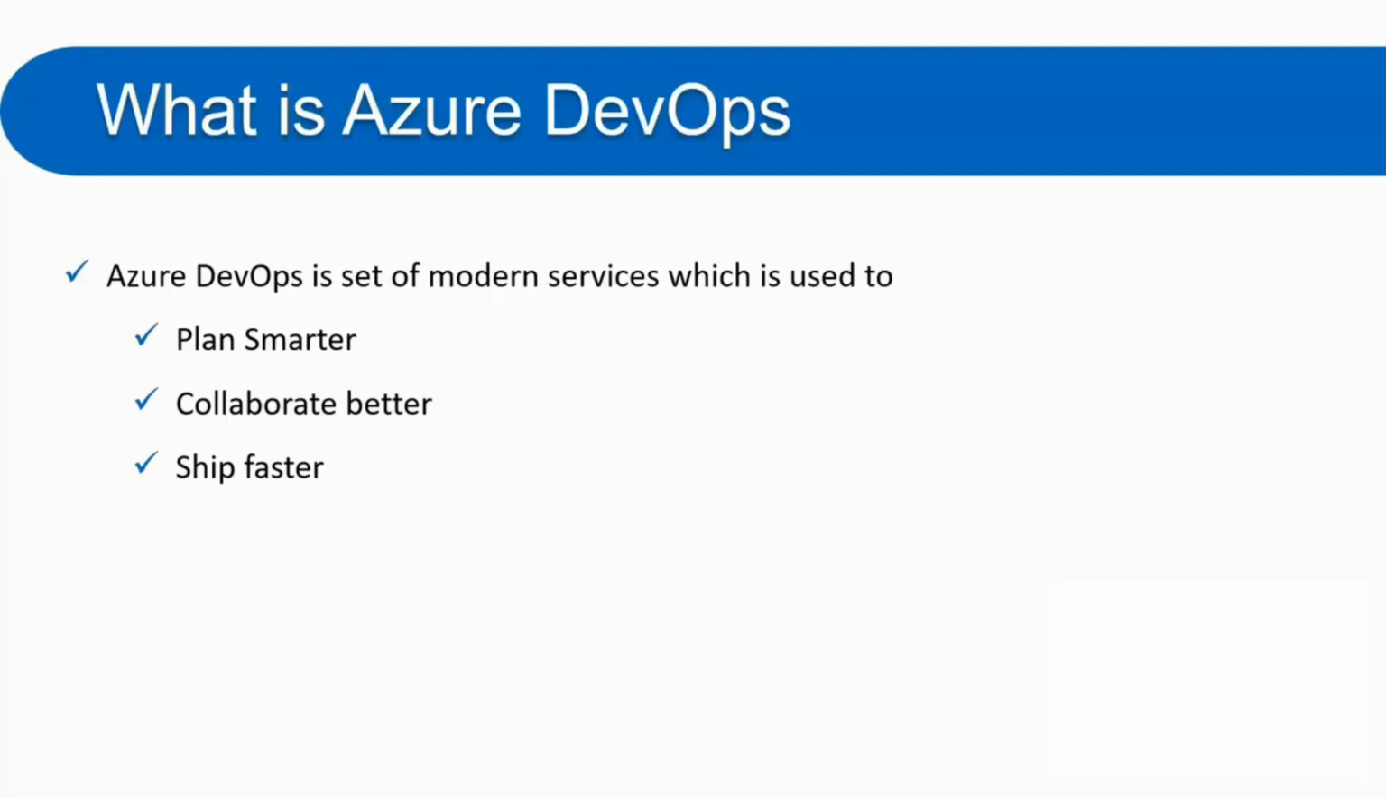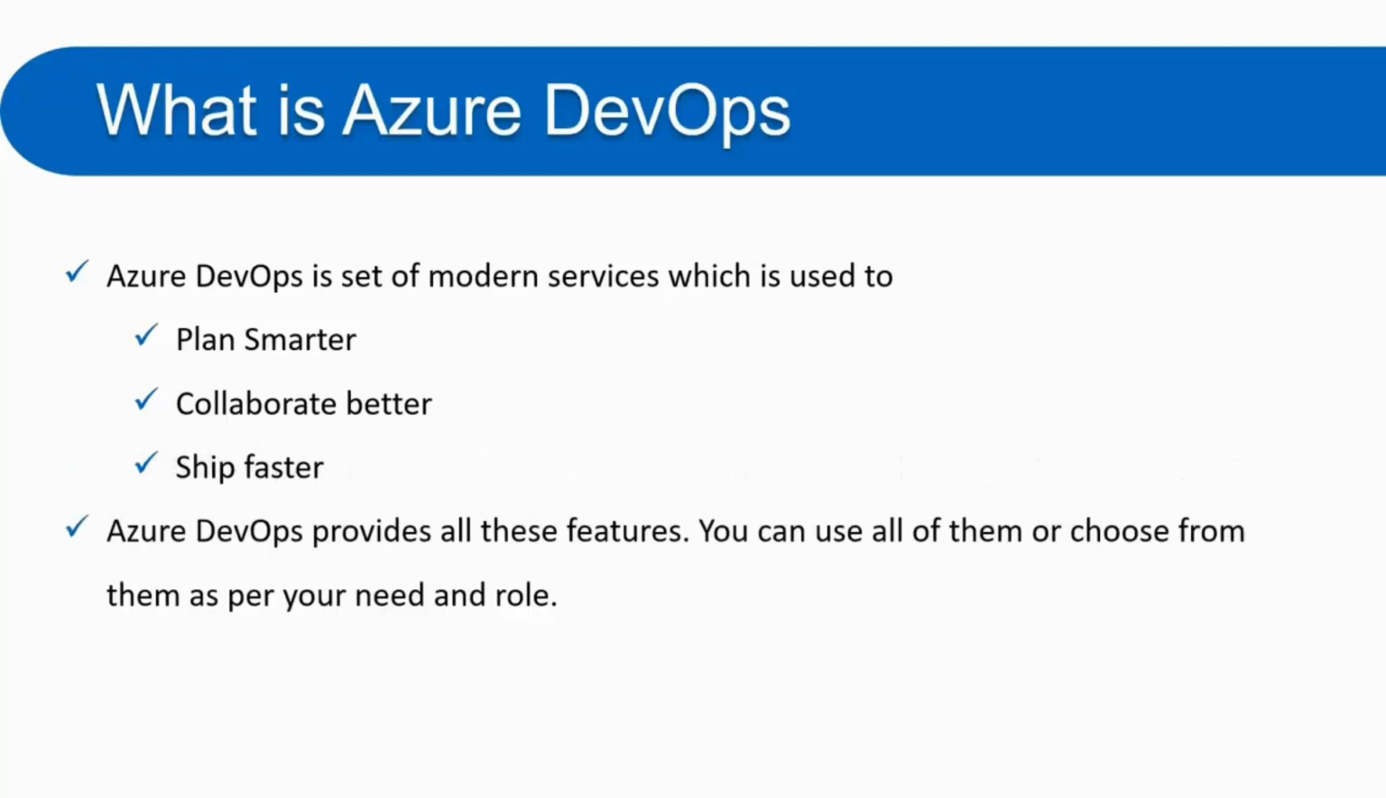For the success of the product, you have to collaborate better, you have to work on the code management on the development side, and lastly, you have to focus on shipping better. So Azure DevOps is a set of modern services which provides all these features. You can use all of these features or you can choose from these services as per your need or role. If you are coming from a particular role, just like the product owner, then you can work on a particular service of the Azure DevOps.